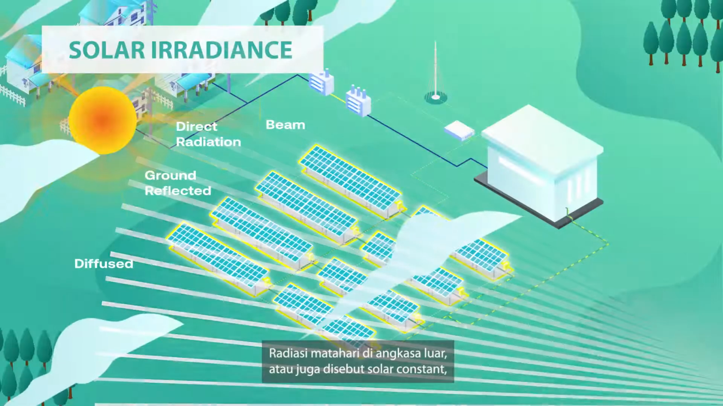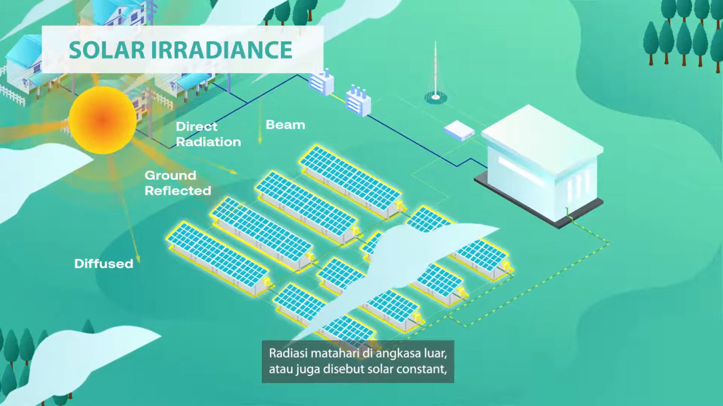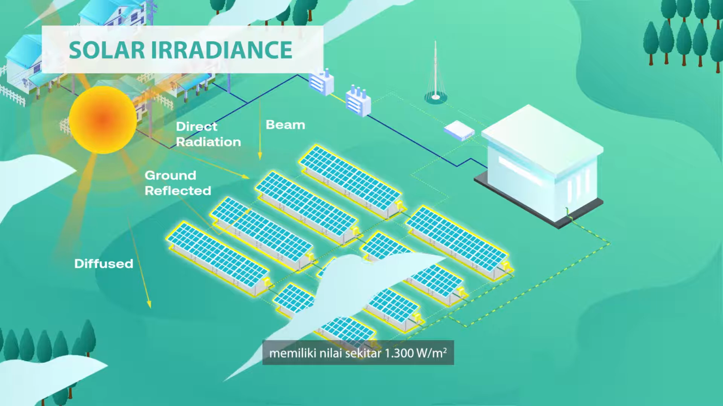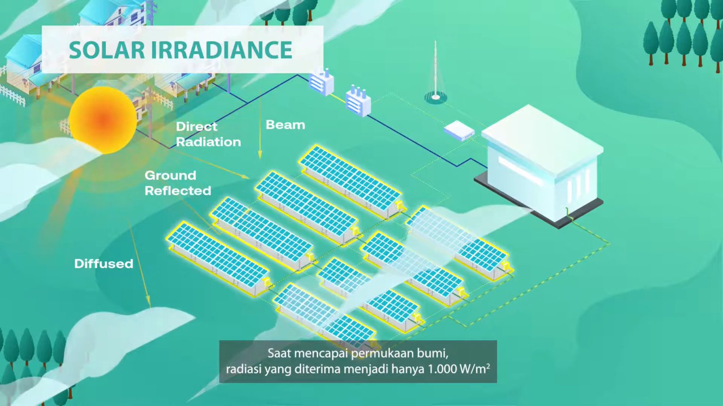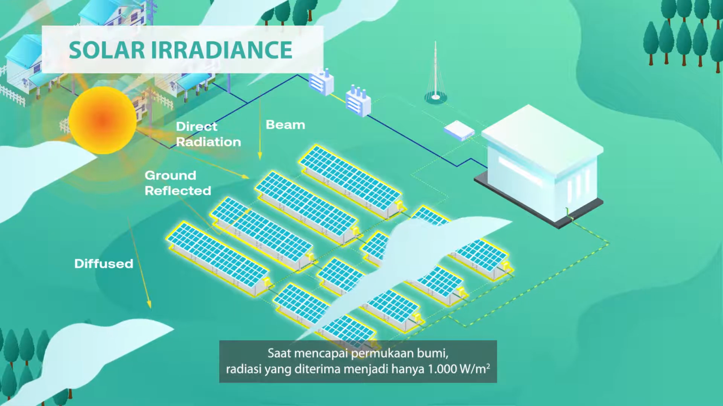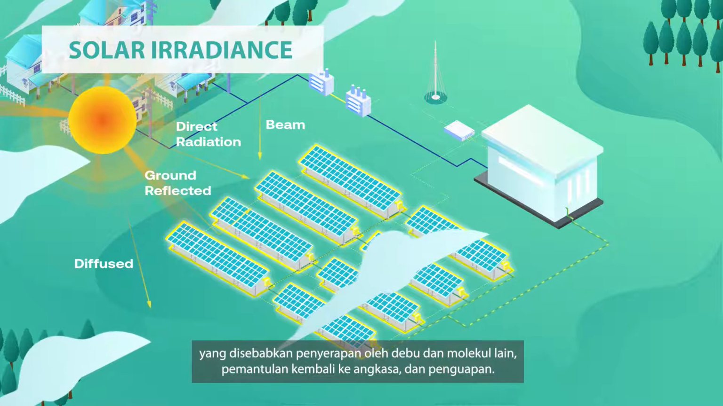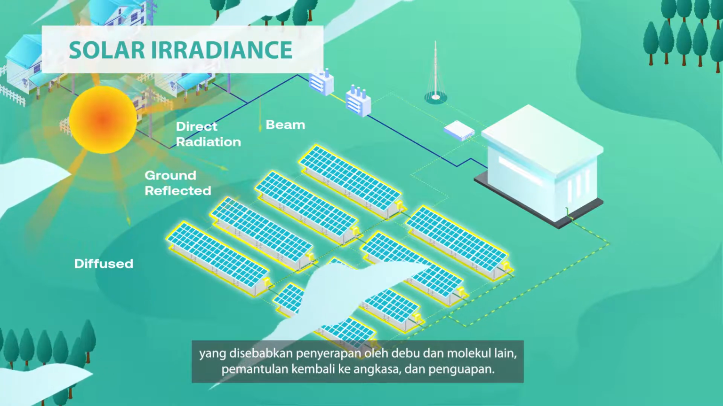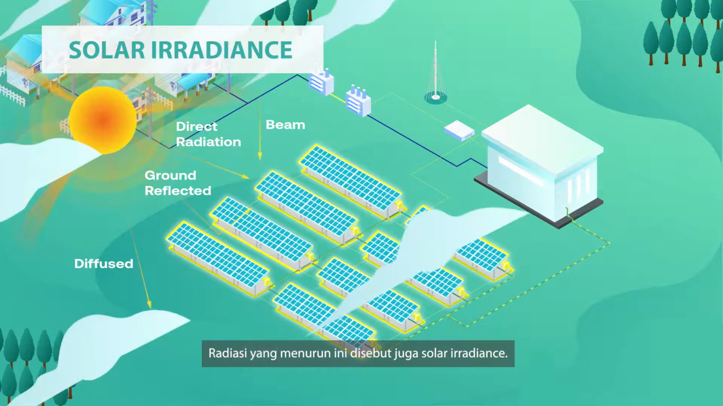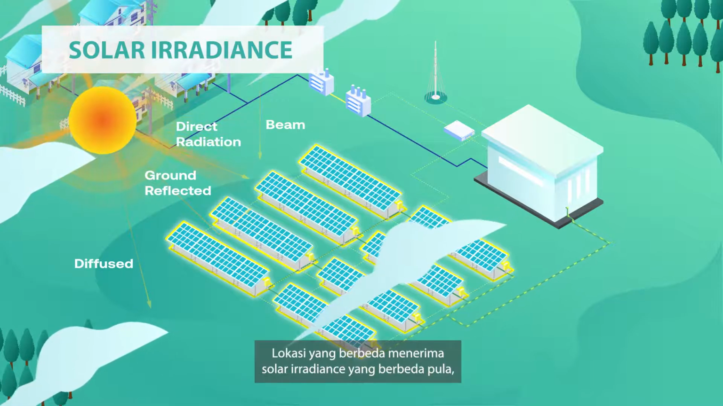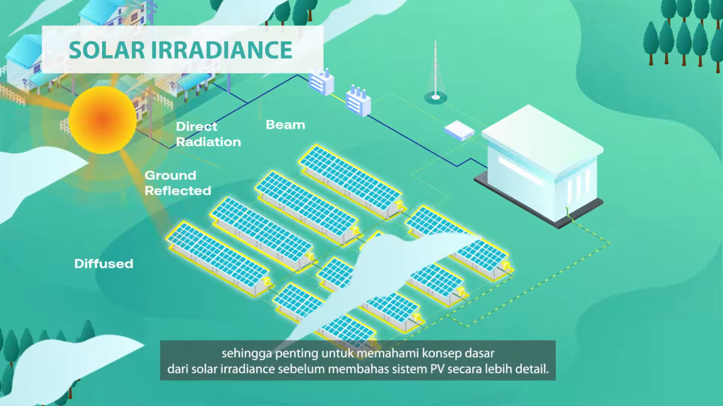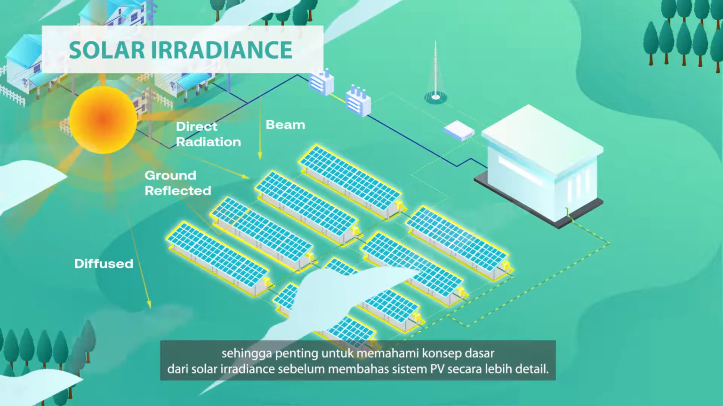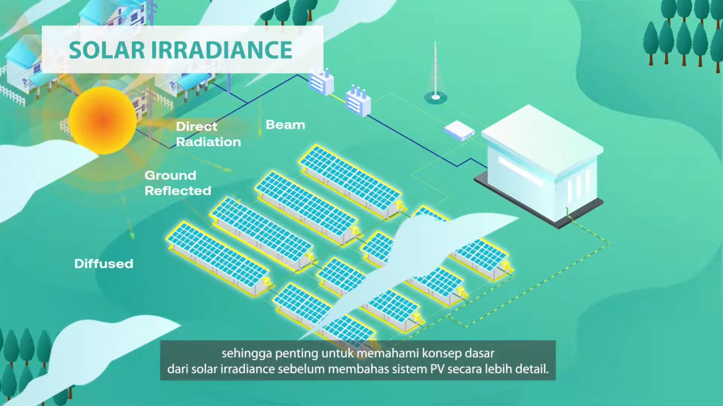Extraterrestrial solar radiation, also known as the solar constant, is approximately 1003 watts per meter square. When it reaches Earth's surface, the solar radiation received is only 1000 watts per meter square due to dust and other molecules causing absorption, reflection to space, and vaporization. It is also known as solar irradiance. Different locations on Earth might receive different solar irradiance. Thus, it is important to understand the basic concept of solar irradiance before we discuss PV systems in more detail.